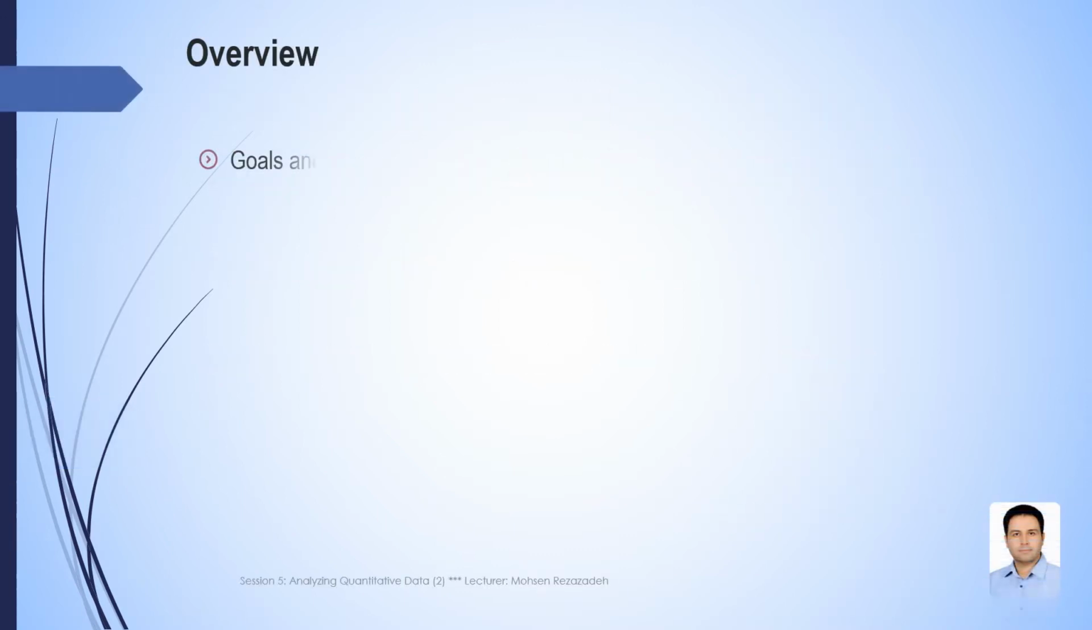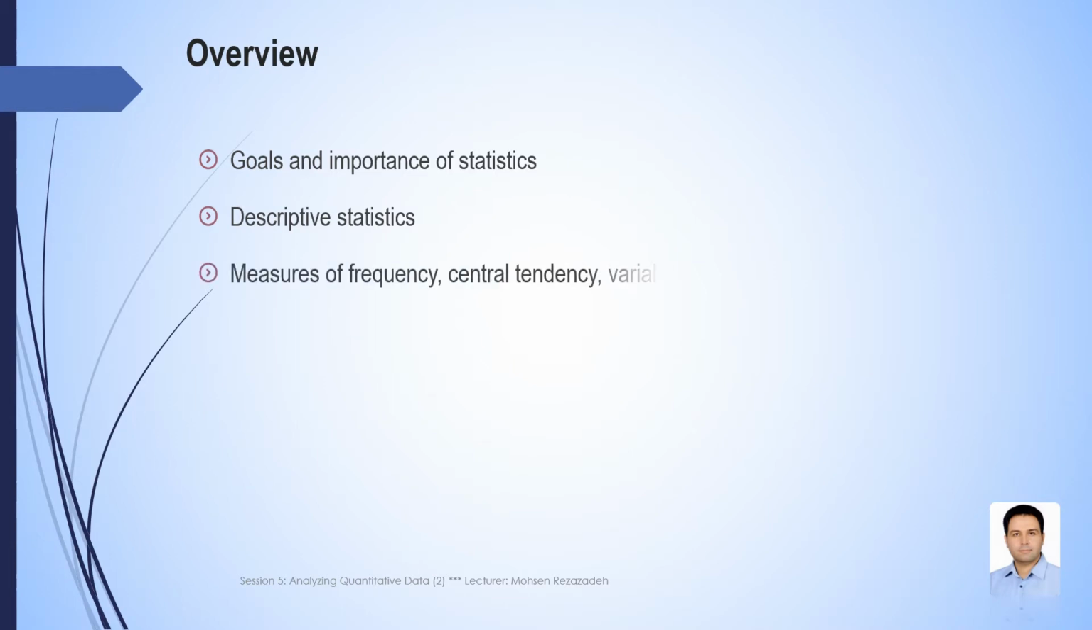Last session, we talked about goals and importance of statistics. We said that we have two major types of statistics in language education. One of them is descriptive statistics, and the other one is inferential statistics. In descriptive statistics, we have three measures: measures of frequency, measures of central tendency, and also measures of variability.